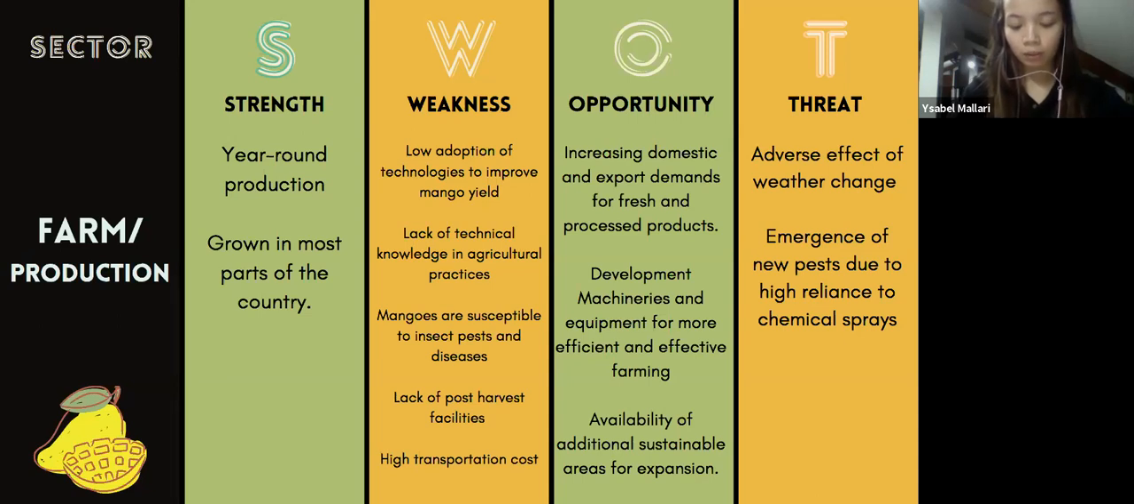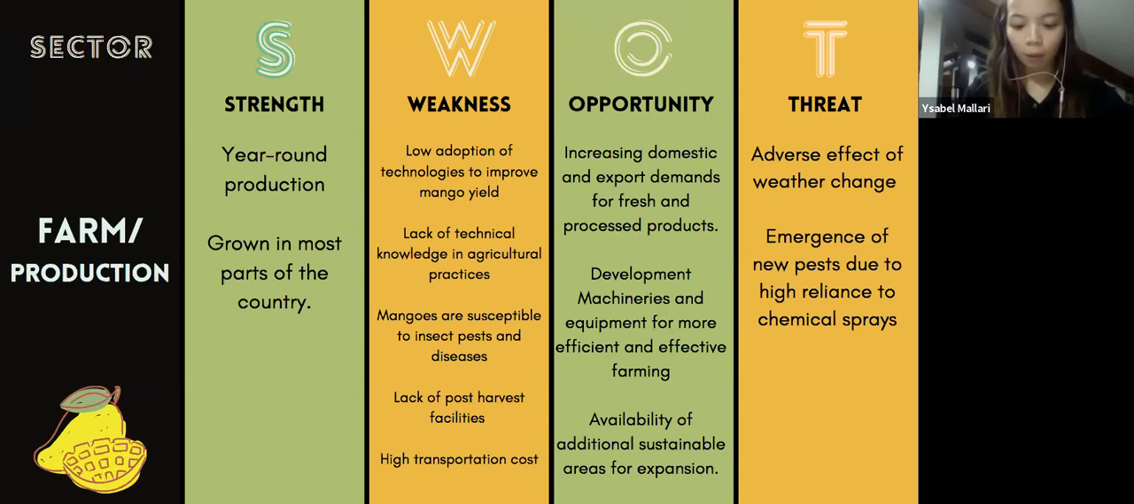fresh and processed mangoes. The crop statistics of the Philippines from 2014 to 2018 identify the decreasing of cultivated land in the Philippines from around 188,000 hectares in 2014 to 185,000 hectares in 2018.